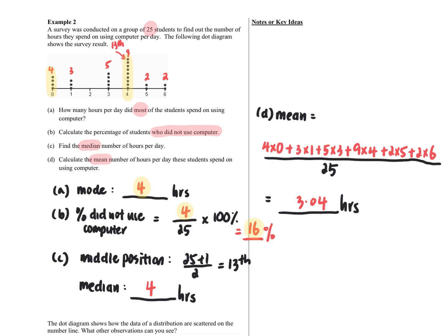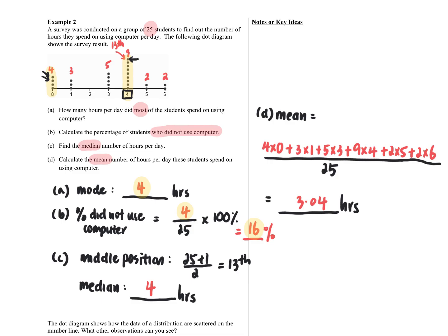Okay, middle position, I have 25 of them. I add 1 and divide by 2, that's the 13th person. If I go and count, this is my first, second, third, fourth, fifth, sixth, 7, 8, 9, 10, 11, 12. My 13th is here, which is in the group which spends 4 hours. So the median is 4 hours.